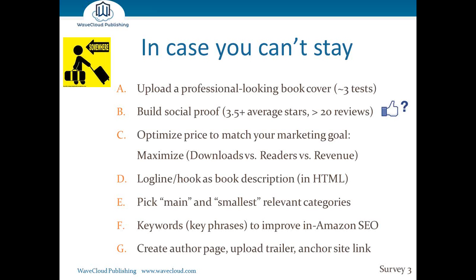Build social proof. People looking at your book sales page on Amazon want to know that someone else read your book and liked it too. So you have to build the proof, and that's your stars, that's the number of ratings you've got. You need at least a 3.5 average. You need more than 20 reviews. You need to build social proof.